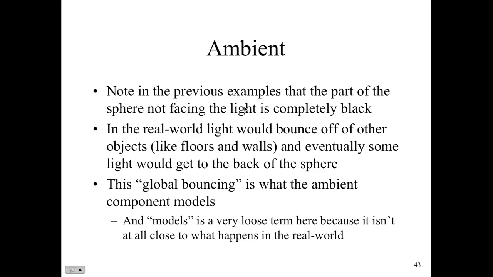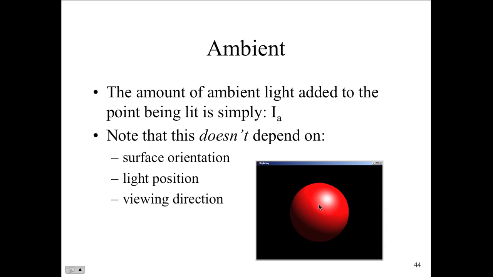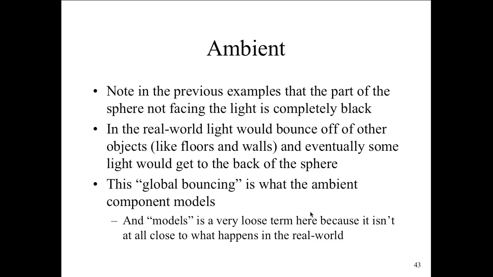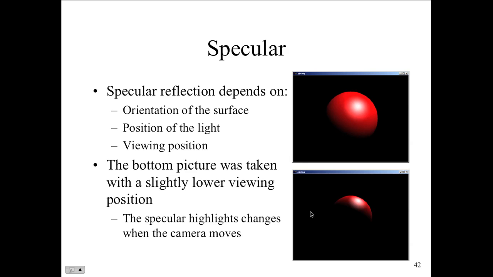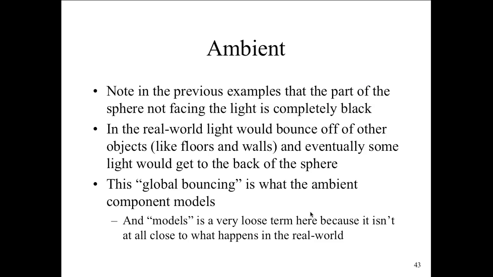The word model is a very loose term here because it isn't at all close to what happens in the real world. It's a calculation. As an example, if we had something underneath this guy here, oops, wrong direction. If we had something underneath, we would see it. In fact, you can think of ambient as the total light, which is what it is: the calculation of all the reflective properties of the other objects in the scene added to the reflective properties being cast on the current object.